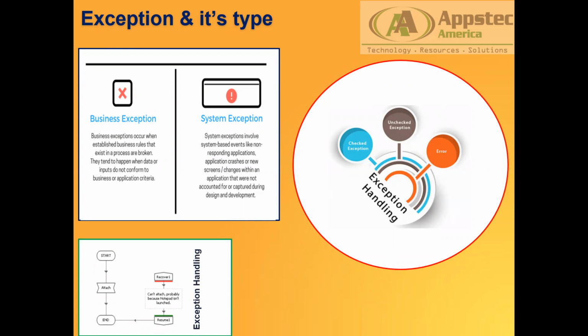So we can say that, broadly, exceptions can be categorized into two types. One is business exception and another is system or application exception. It is known by two different names. So let's understand what a business exception is.